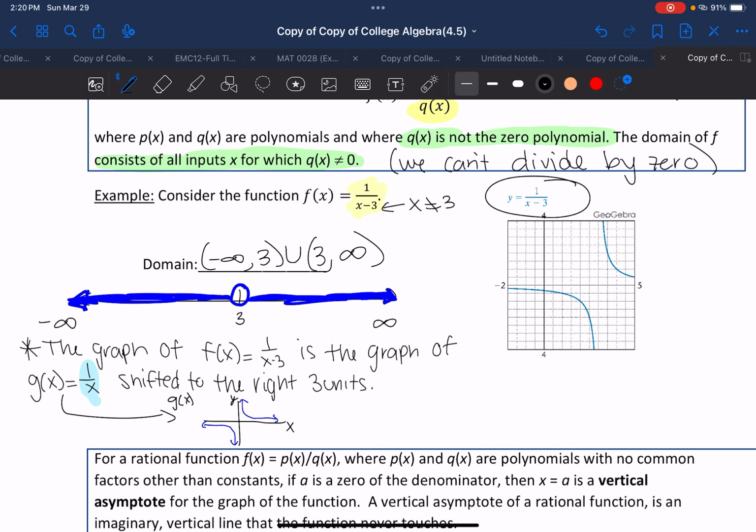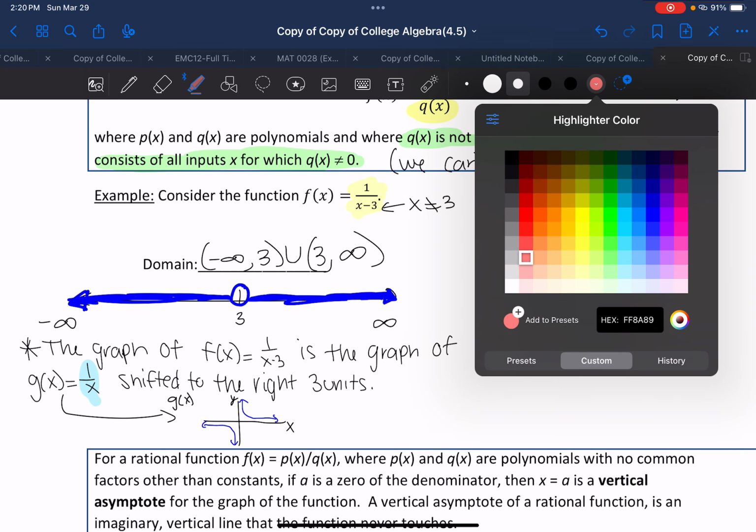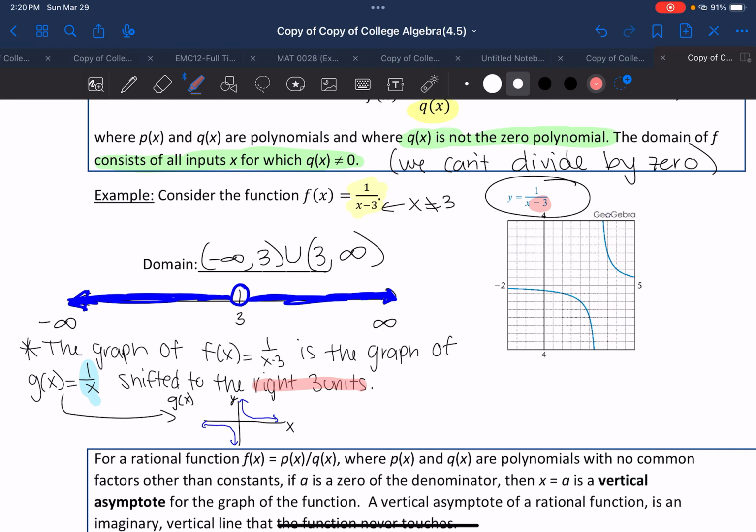So since I'm subtracting 3 directly from the x, this is one of my horizontal transformations. And because I'm subtracting it, it's going to move it to the right 3 units. And so that is what we see in this picture of this graph here. It looks just like the graph that I just drew down at the left, but everything is shifted to the right 3 units. So that's just kind of a reminder about your transformations.